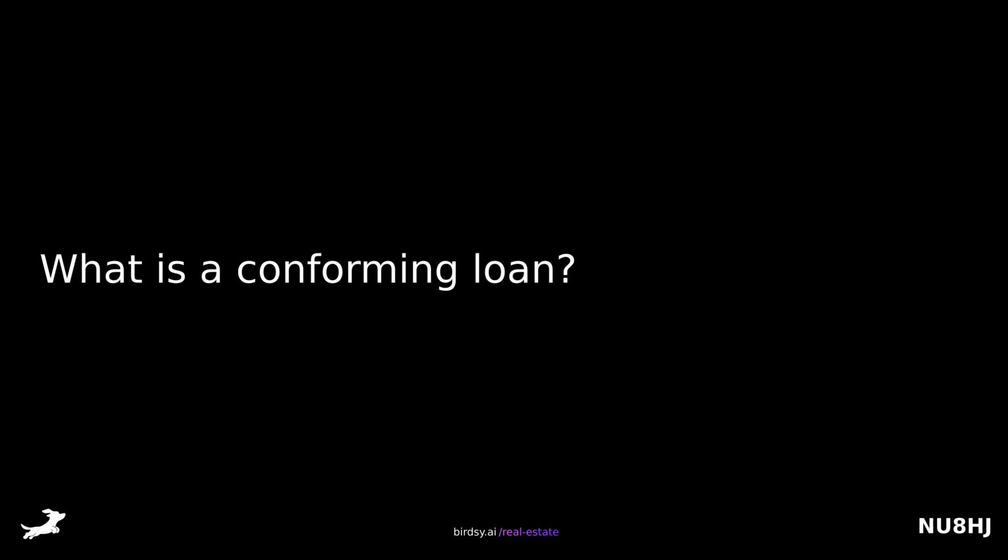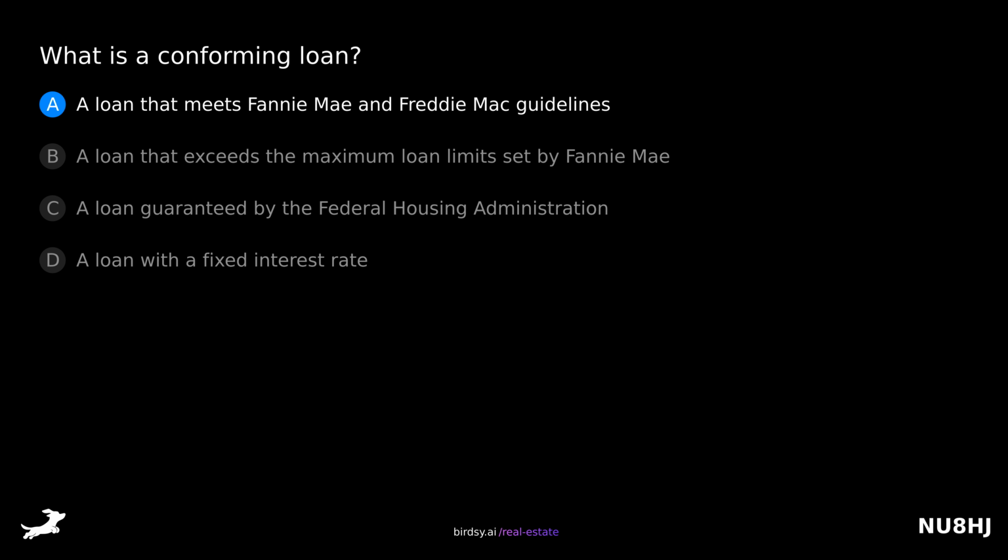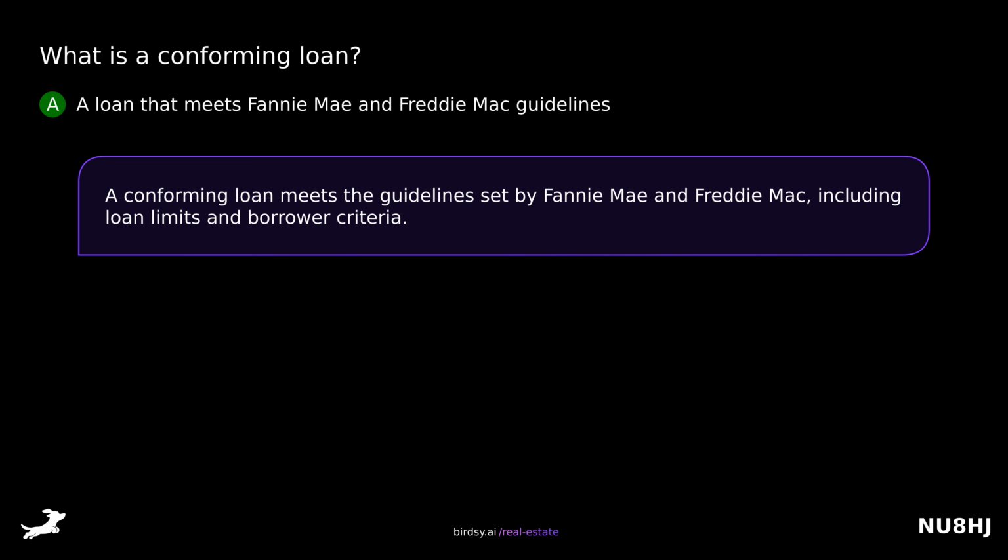What is a conforming loan? Is it A, a loan that meets Fannie Mae and Freddie Mac guidelines? B, a loan that exceeds the maximum loan limit set by Fannie Mae? C, a loan guaranteed by the Federal Housing Administration? Or D, a loan with a fixed interest rate? The answer is A, a loan that meets Fannie Mae and Freddie Mac guidelines. A conforming loan meets the guidelines set by Fannie Mae and Freddie Mac, including loan limits and borrower criteria.